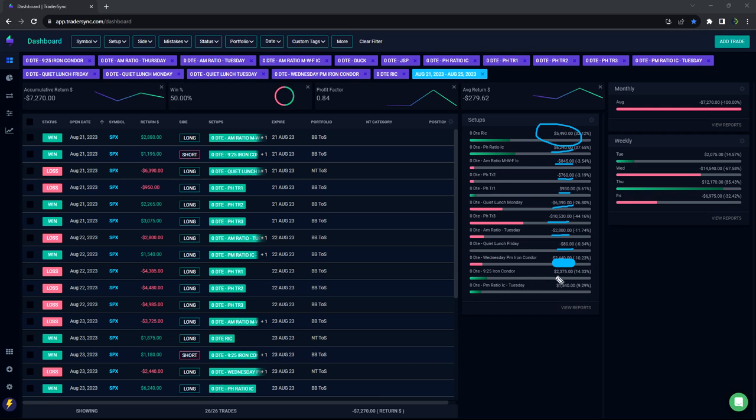9.25 Iron Condor, a couple winners there. The Dick K special, plus 2375, and then the PM ratio on Tuesday, plus 1500 for the week. So not a great week for zero DTE.